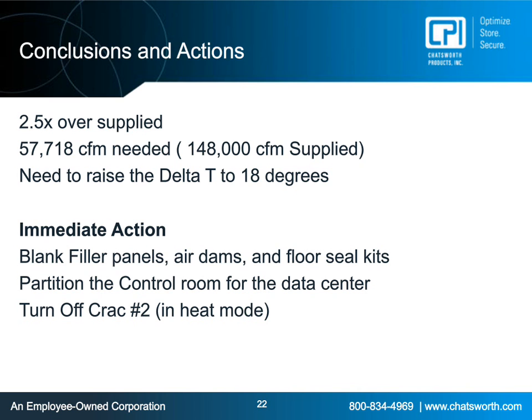Before we did all this containment structure, remember I said start at the cabinet level. So we put in all their blank filler panels, we put in all their air dam kits, and we sealed off all the spots in the floor. We partitioned that control room, and we shut that CRAC unit number two off. What did that do for them?